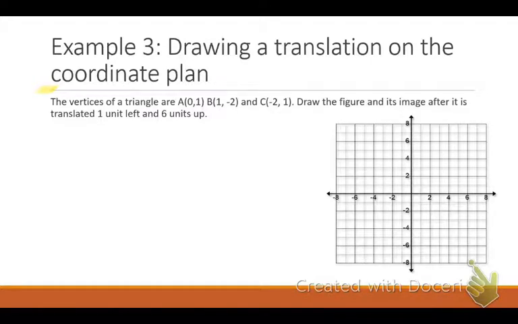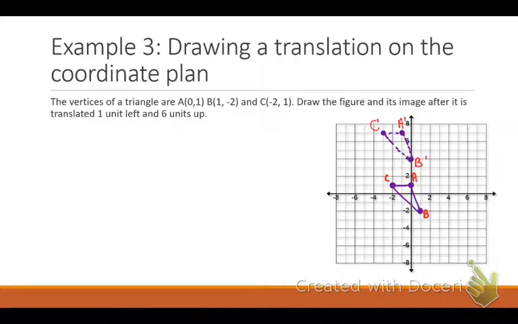Okay, so does your original image look like this? Does it look like that? Yes. All right. And then does your new one look like this? Yes. Did you do your A prime, B prime, C prime? They're in the same order, and your dotted lines.